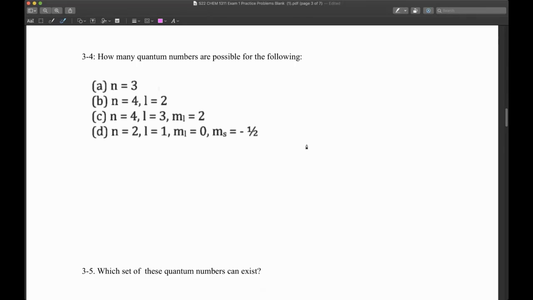Okay, so let's go ahead and continue this problem. The easiest way to do this problem is to look at the periodic table. So if you count in all the ranges for n equals 3, you get 18. For n equals 4, L equals 2, you get 10. For n equals 4, L equals 3, m sub L equals 2, you just get 2 values. And then for D, the number of these quantum numbers is just 1.